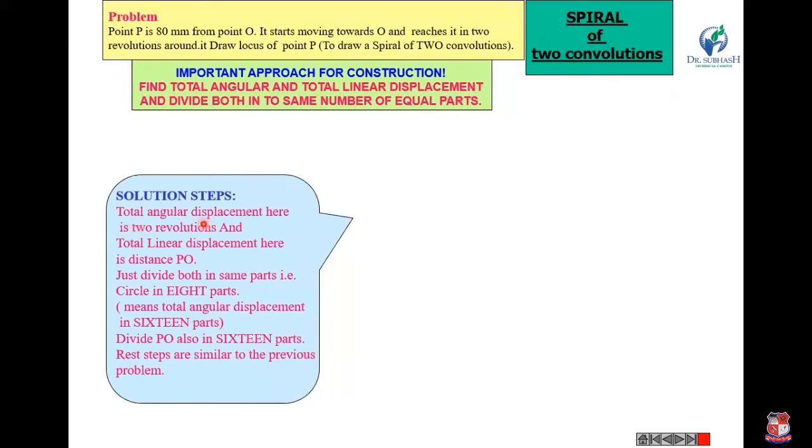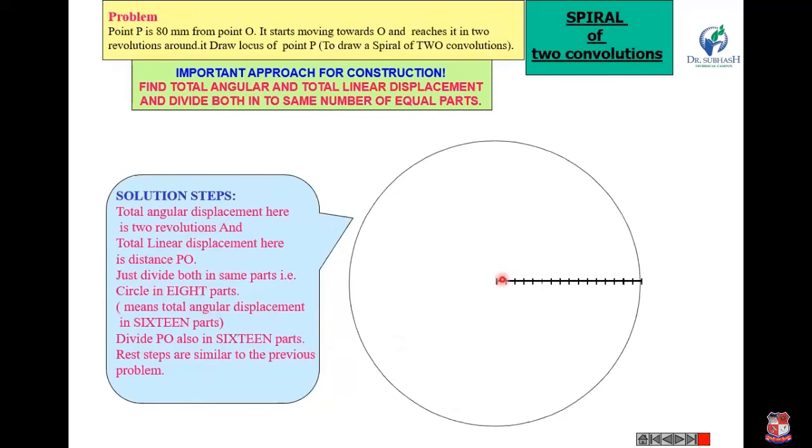So the total angular displacement here is 2 revolutions and the total linear displacement here is the distance PO. Just divide both into the same number of parts, that is, the circle into 8 parts. Here we are dividing the circle into 8 parts, so the total angular displacement is 16 parts. So divide PO also into 16 parts. First of all, we have to draw a circle.